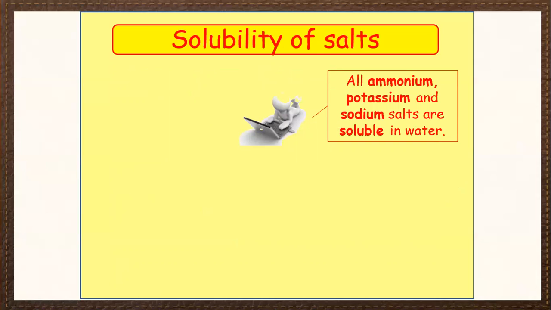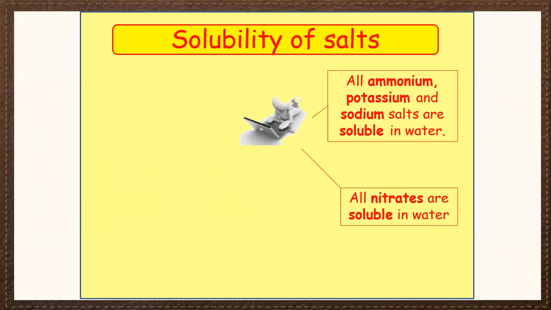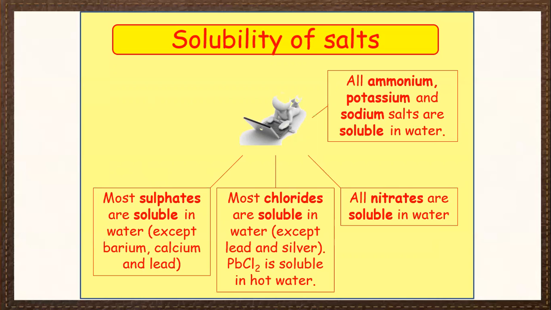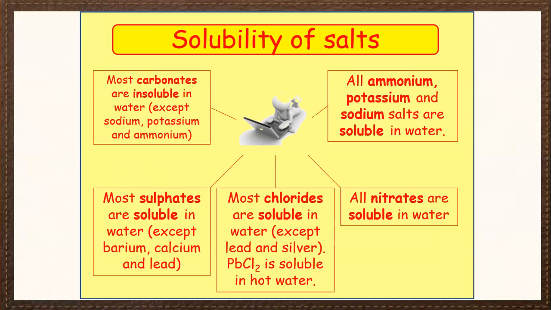Solubility of salts. All ammonium, potassium, and sodium salts are soluble in water. All nitrates are soluble in water. Most chlorides are soluble in water except lead and silver. Lead chloride is soluble in hot water. Most sulfates are soluble in water except barium, calcium and lead. Most carbonates are insoluble in water except sodium, potassium, and ammonium.